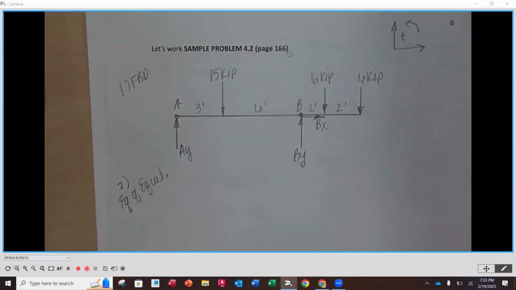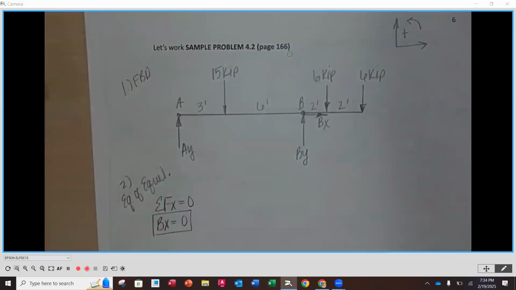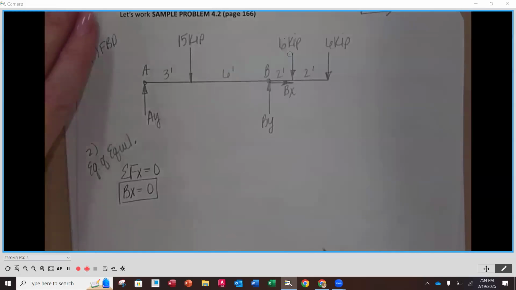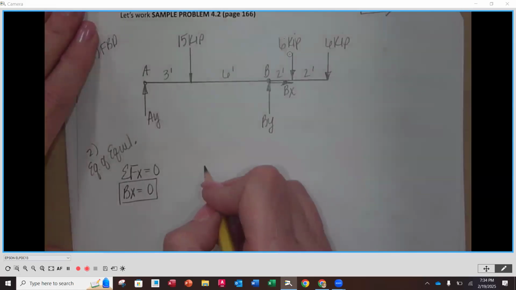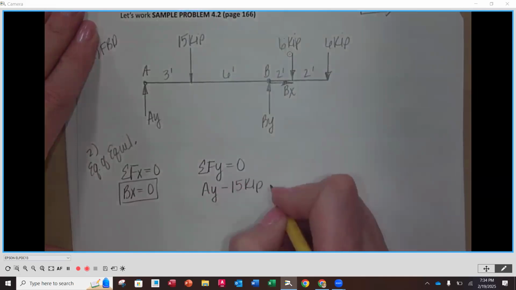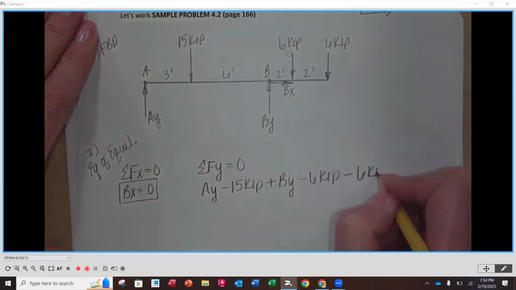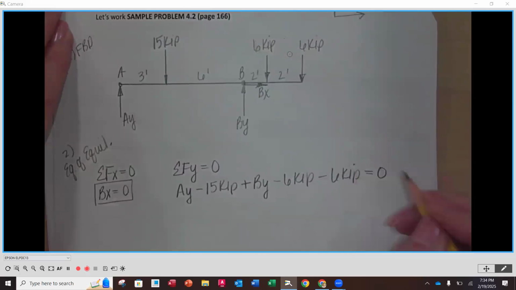equilibrium, okay? So we'll start with some of the forces in the X. Let's get that BX out of the way. So sum the forces in the X direction equal to 0. I've got BX is equal to 0. Box around it. That is a reaction at our support in the X direction. Then I'm going to sum my forces in the Y equal to 0. Positive AY minus 15 kips, positive BY minus 6 kips, minus 6 kips, equal to 0.